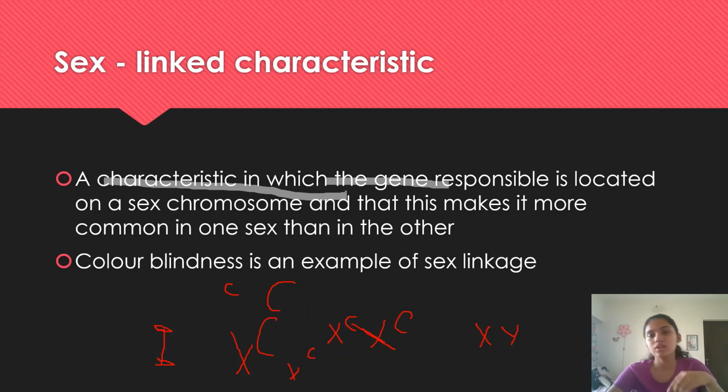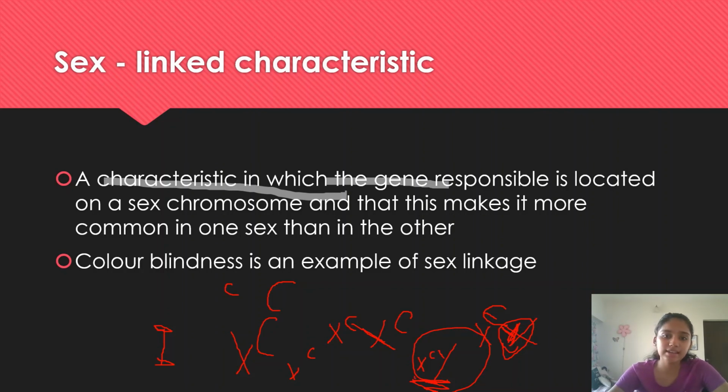Now, in your father, in sex-linked characteristics, the Y chromosome doesn't carry any gene. So if the X chromosome has a capital C, then your father will have normal vision, whereas if your X chromosome has a small c with a Y, then your father will be colorblind. So color blindness is always more common in males because the Y chromosome doesn't carry the genes. So the probability of them inheriting the small c is quite big because they don't have a dominant allele to mask the effect of the small c.